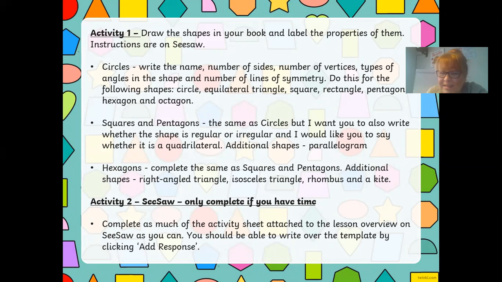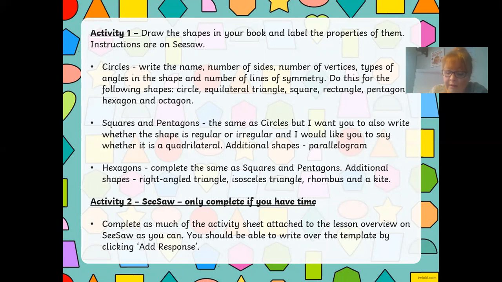Squares and pentagons exactly the same, but I want you to write whether the shape is regular or irregular, and I would also like you to say whether it's a quadrilateral, and the additional shape is a parallelogram. Hexagons, same as squares and pentagons, but your additional shapes are a right-angled triangle, an isosceles triangle, a rhombus, and a kite.